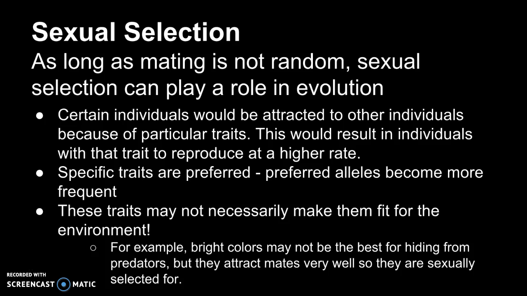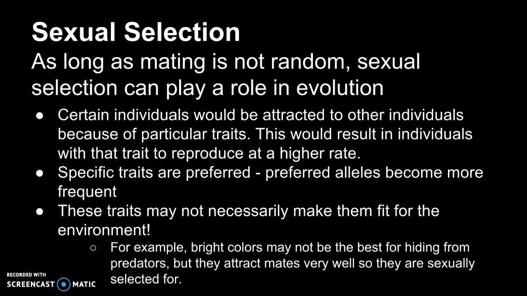The next one is sexual selection. And so as long as mating is not random, sexual selection can play a role in evolution. So certain individuals would be attracted to other individuals because of particular traits. This would result in individuals with that trait reproducing at a higher rate. So specific traits are preferred, and preferred alleles become more frequent.